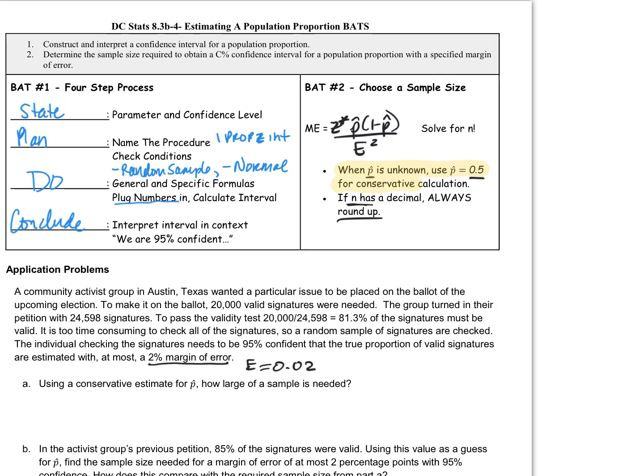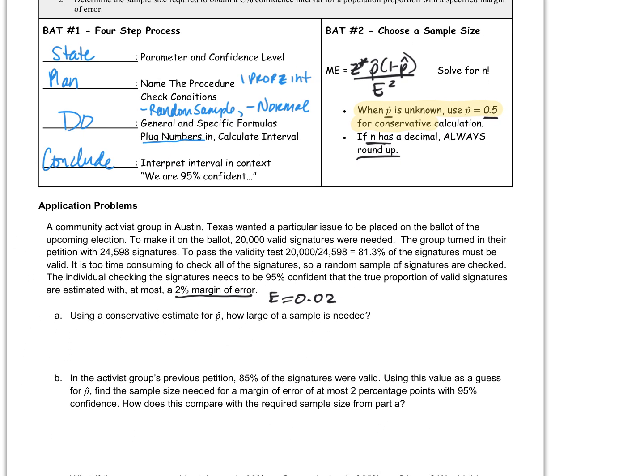All right, so we're going to use this equation. So n equals z star. Conservative estimate is 0.5. 1 minus 0.5 is obviously 0.5. And the error desired is 0.02. Now, does anybody remember what... 0.02 squared. I forgot the squared. Anybody remember what the z star is for a 95% confidence interval? Good. 1.96.